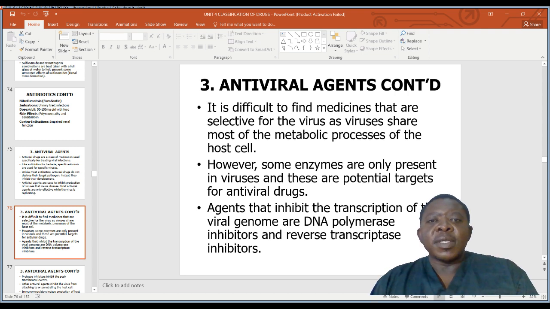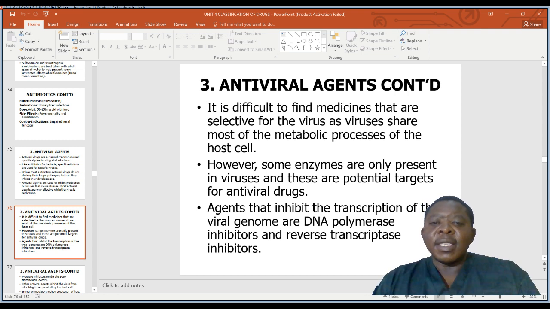Because the virus tends to use the multiplication system of the cell, these viruses tend to have specific enzymes that can be targeted in pharmacology to fight the viral infection. That's why it is difficult to find medicines selective for the virus, because they share most of the metabolic processes of the host cell. But we look at the enzymes that are needed for the multiplication of that particular virus, and these are targeted when coming up with antiviral agents.